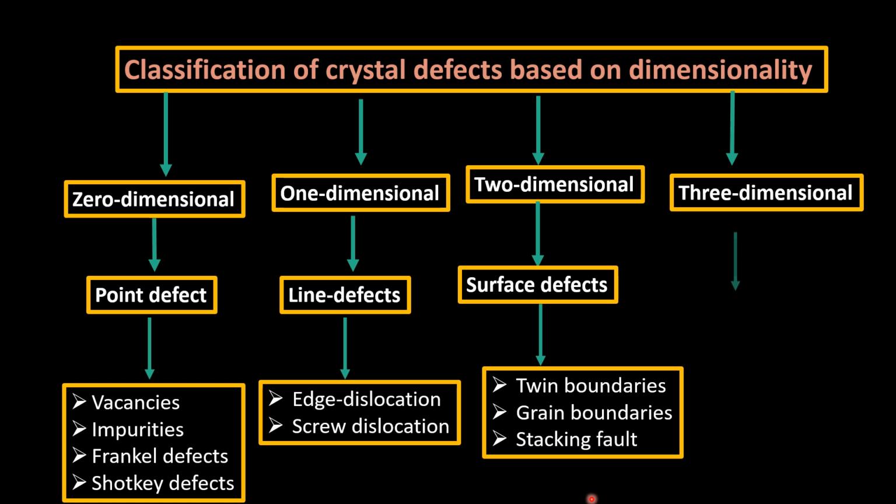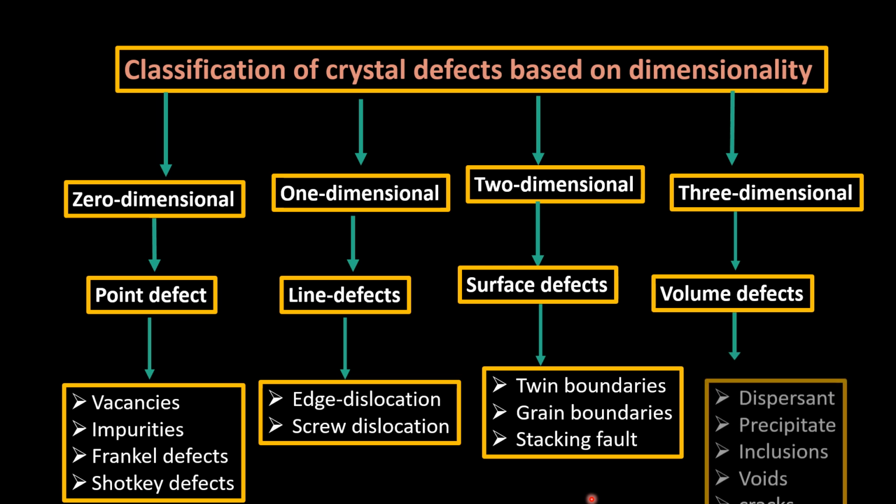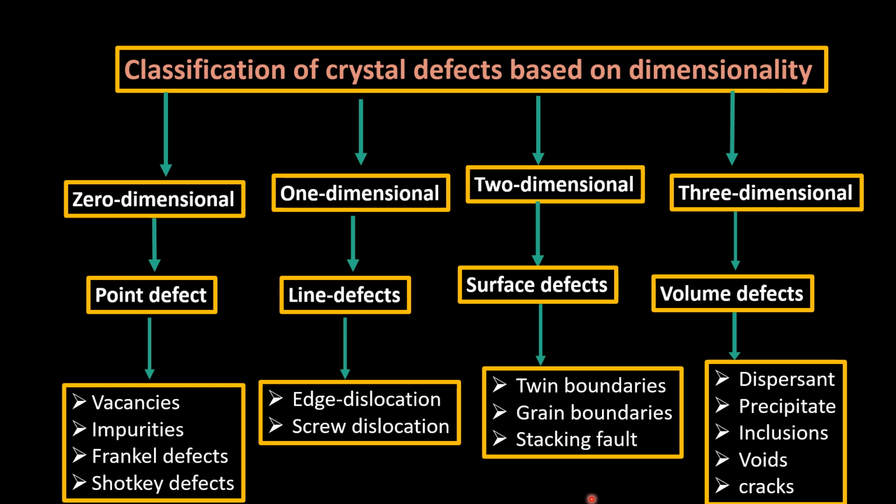And three-dimensional defects are also called volume defects because these defects occupy the whole volume of crystal structures. So that's why these are called three-dimensional or volume defects. These defects include dispersants, precipitates, inclusions, or voids, or cracks.